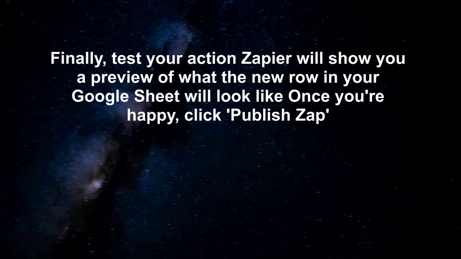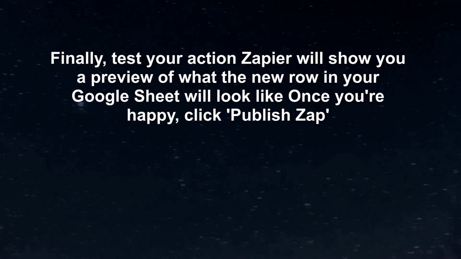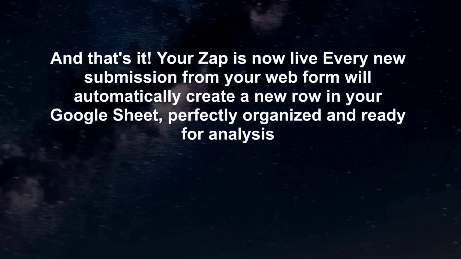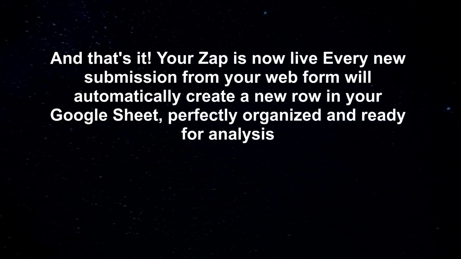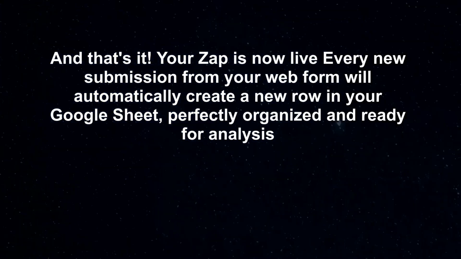Finally, test your action. Zapier will show you a preview of what the new row in your Google Sheet will look like. Once you're happy, click Publish Zap. And that's it. Your Zap is now live. Every new submission from your web form will automatically create a new row in your Google Sheet, perfectly organized and ready for analysis.